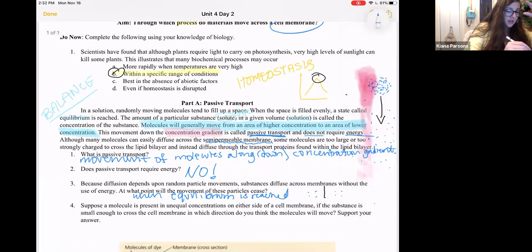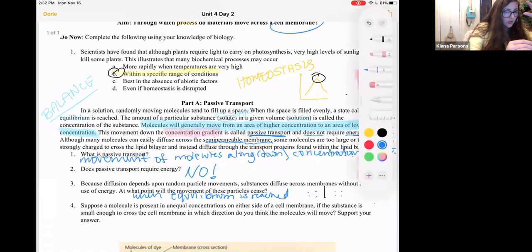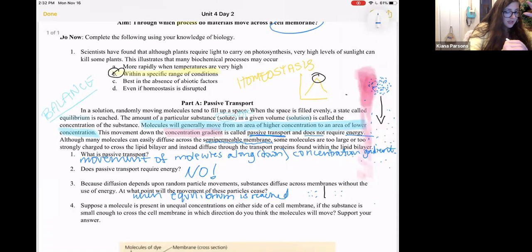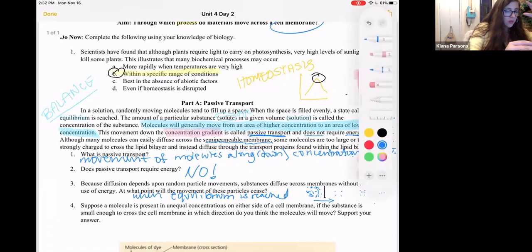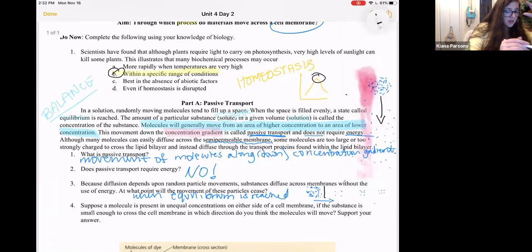But at first, let's say it's like this. The movement is going to continue to occur in that direction, but then once it's equal on both sides, no more movement occurs, and this is equilibrium. That is equilibrium when it's equal on both sides.